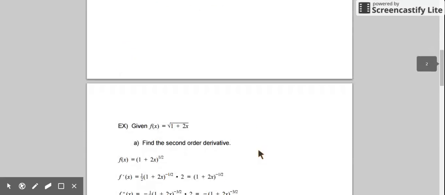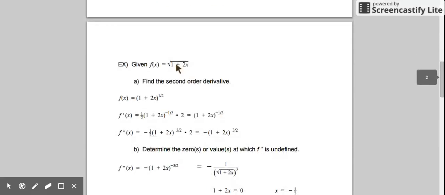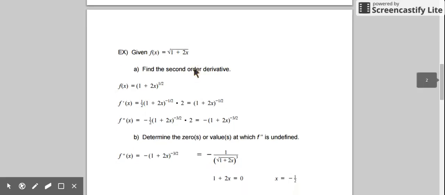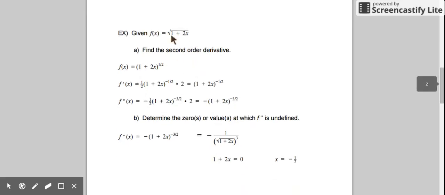Let's do another example, a little bit more complicated function, the square root of the quantity 1 plus 2x. The first thing I would want to do is rewrite that radical as a fractional exponent. So a square root is the same as raising it to the power of 1/2. Then I could use my power rule and my chain rule combined to find the first derivative, and then simplify and get our first derivative. Then derive that one more time, and I could find the second derivative. So again, I would have to use my power rule and my chain rule combined, and I could simplify and find my second derivative.